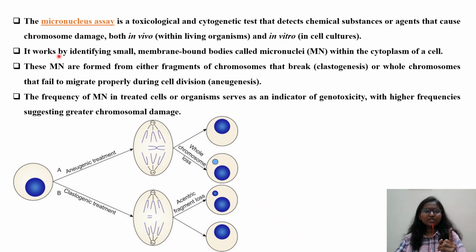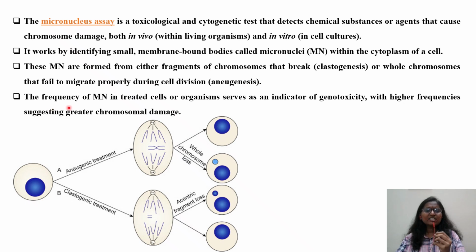This micronucleus assay works by identifying small membrane bound bodies called micronuclei within the cytoplasm of a cell. These micronuclei are formed from either fragments of chromosomes that break, that is clastogenesis, or whole chromosomes that fail to migrate properly during cell division, that is aneugenesis. So aneugenesis involves whole chromosomes. They have to go to the daughter nuclei, but they fail to migrate properly during cell division.